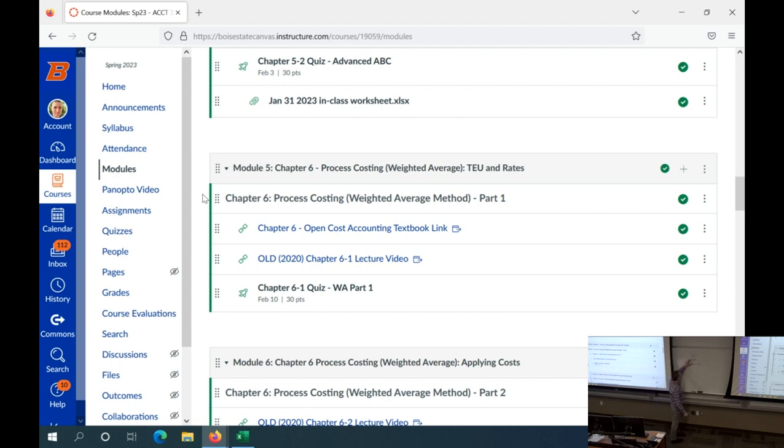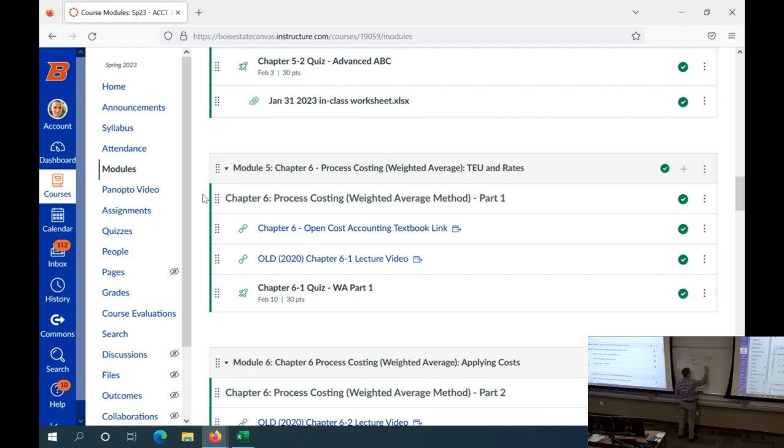We are using that TEU to develop a rate or multiple rates. And that's the second stage of the process of process costing. And then lastly, we're using those rates to apply costs to ending work in process and units completed and transferred out. So what we're going to do is the first week of weighted average and the first week of FIFO, we go over these two. The questions are about these two right here.